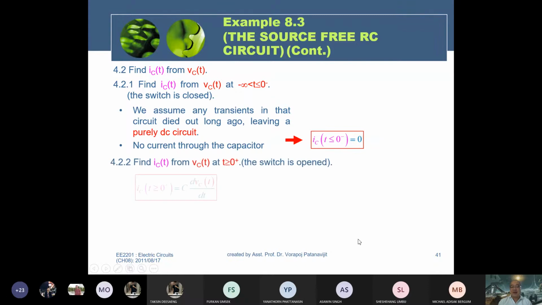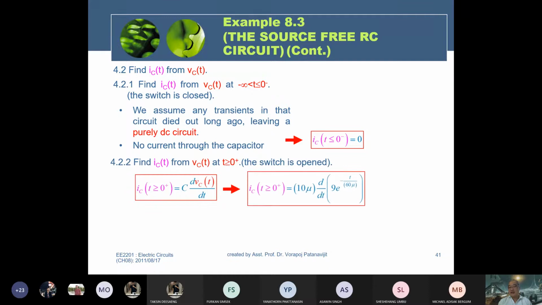But for time greater than 0, you know VC is no longer constant. VC equal to 9 e power minus t divided by 60 micro. Take the derivative of them. You can see that e to the minus at gives you minus a e to the minus at.